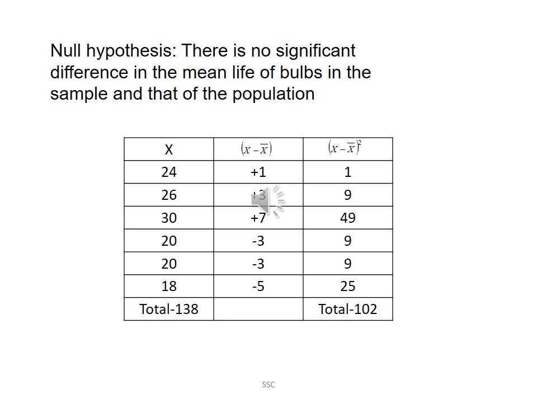The x bar is 23. So 24 minus 23 will be 1. 26 minus 23 will be 3. 30 minus 23 will be 7. 20 minus 23 will be minus 3. Again 20 minus 23 will be minus 3. 18 minus 23 will be minus 5.